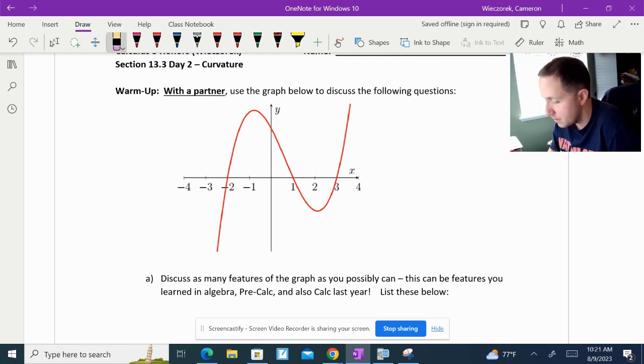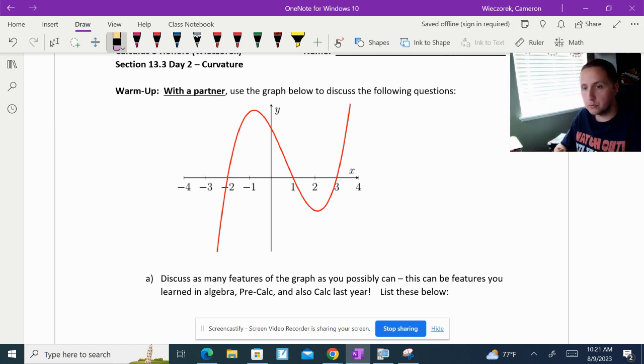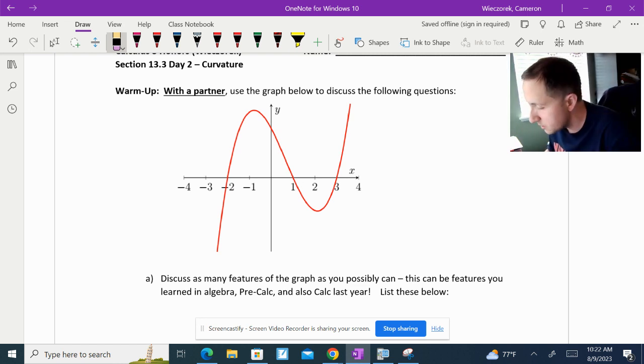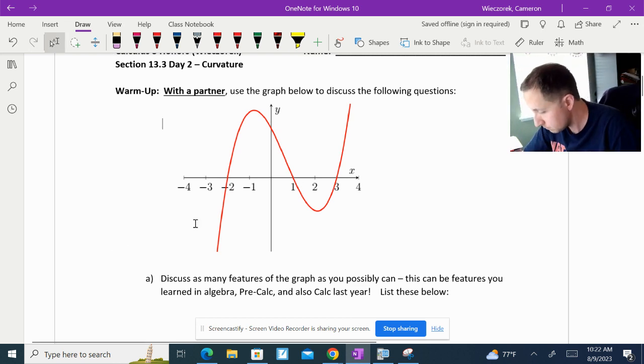So maybe pause me for a minute and see, based on what you already know from algebra, pre-calc, and calc, what are some different features of that graph that you would be able to identify? Think about extrema, concavity, increasing, decreasing behavior. Pause me, write down as many as you can, and then we'll check them. And then we'll move on to the second part.